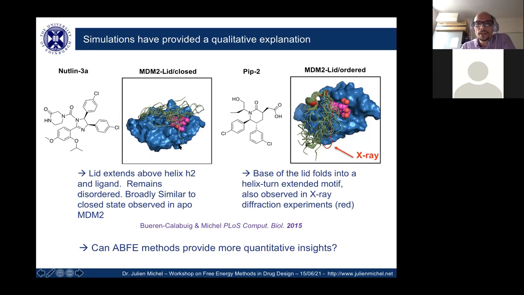And that's broadly similar to what we see in the so-called closed state in the apo simulation of MDM2. For PIP2, we see a different picture. We see in our simulation here that the lid adopts an ordered helix-turn-extended motif that becomes a bit more flexible as you go along the extended strand, which is broadly consistent with crystallographic data that can be obtained for this compound. And so that does show that there's quite a different response of this intrinsically disordered region to the presence of these two compounds. So really what we asked here is, can we go a little bit further and provide more quantitative insight into the energetics of this process using free energy methods?